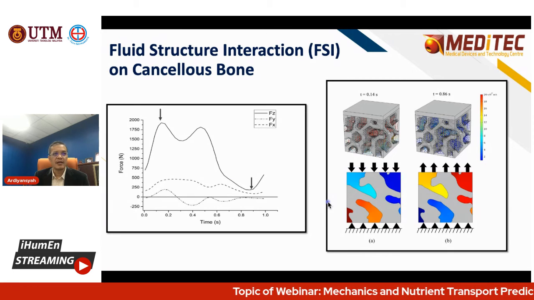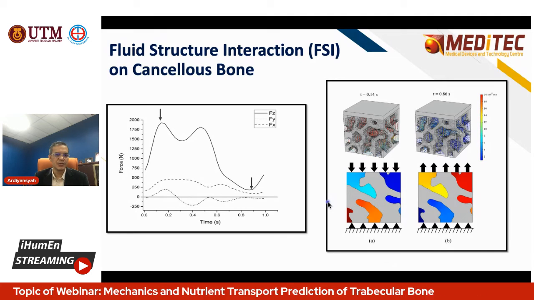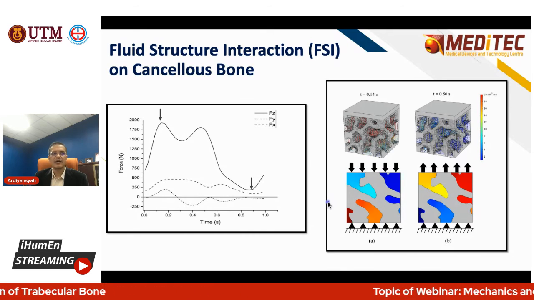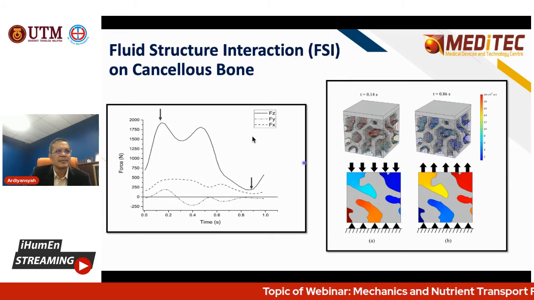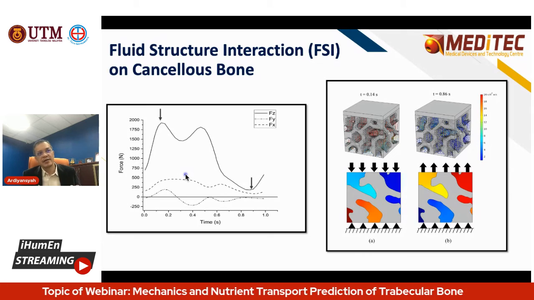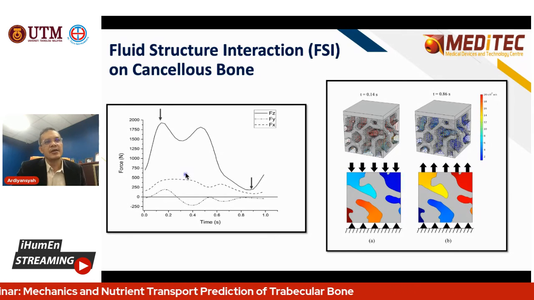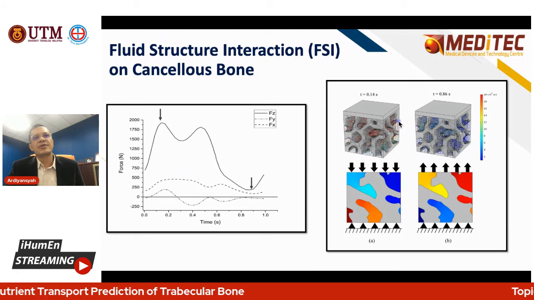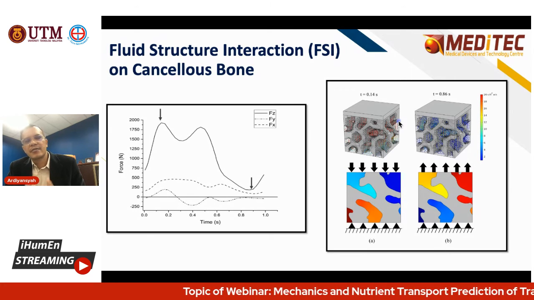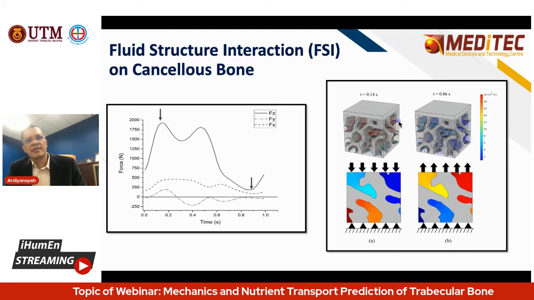Another method, which is more advanced than fully CFD, is fluid structure interaction on the cancellous bone. We try to use gait loading of the sample, like on the left side here. You can apply the gait loading to your model, and then you can compare more easily. You get the fluid mechanics and the mechanics straightforwardly.